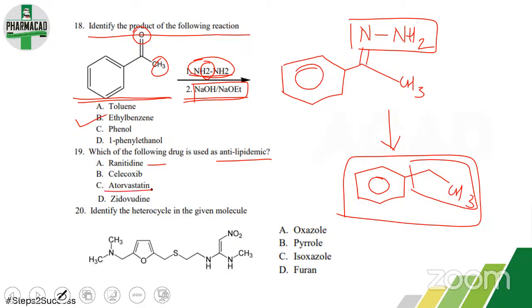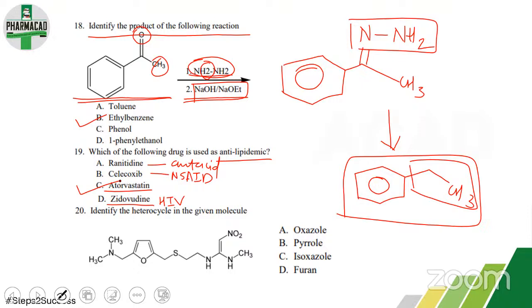Atorvastatin is an anti-lipidemic drug and zidovudine is used in the treatment of HIV. So this is used in the treatment of HIV. Celecoxib is used as an NSAID, whereas ranitidine is an antacid. So the correct answer is option C, that is atorvastatin, which is used as an anti-lipidemic agent.